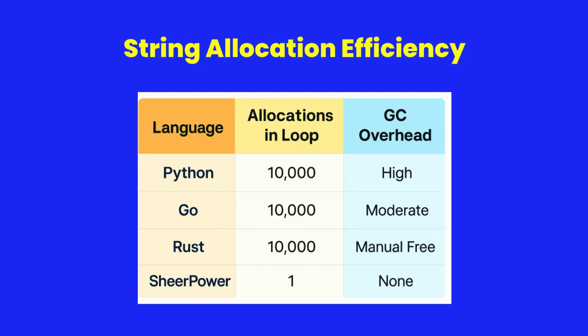No matter how sleek other languages seem, they all allocate memory every loop. SheerPower. One allocation. That's it. Clean, fast, and no garbage collection pauses.